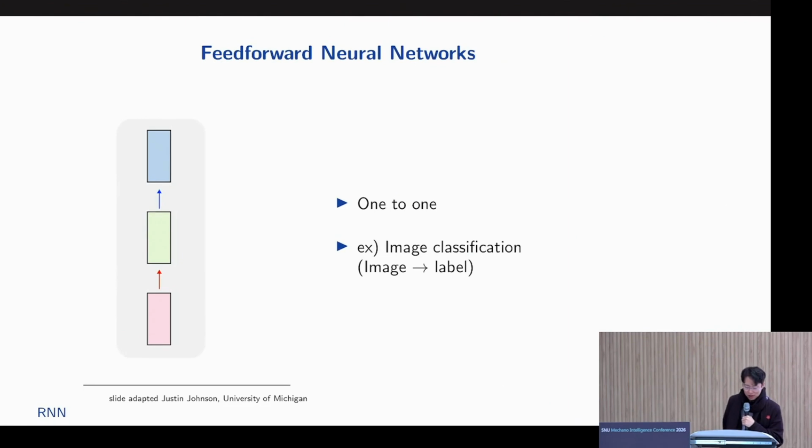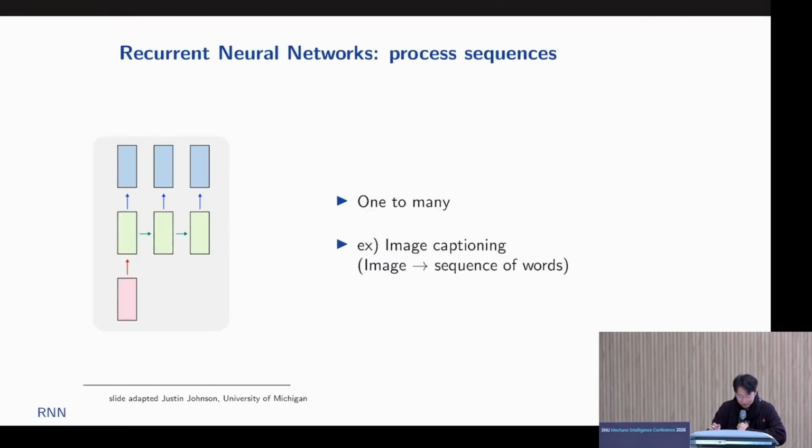All right, so we talked about feed-forward neural networks. So it's typically one-to-one. For example, for image classification, you have an image input, and it outputs the probability of the labels. It's one-to-one.